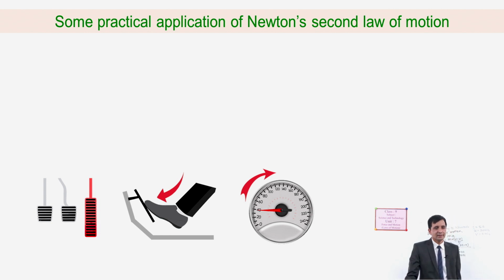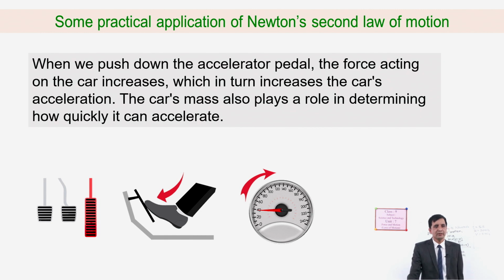Look once, this picture shows the acceleration, and this shows the accelerator of the vehicles. When the accelerator is pushed, then the speed of the vehicle is increased, which is shown on the odometer. Look once. When we push down the accelerator pedal, then the force acting on the car increases, which in turn increases the car's acceleration. The car mass also plays a role. If the mass of the car is more, then the acceleration will be less.